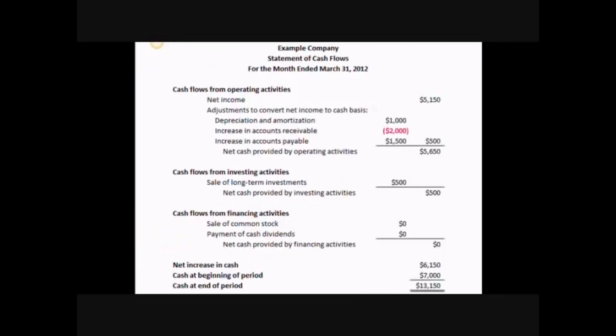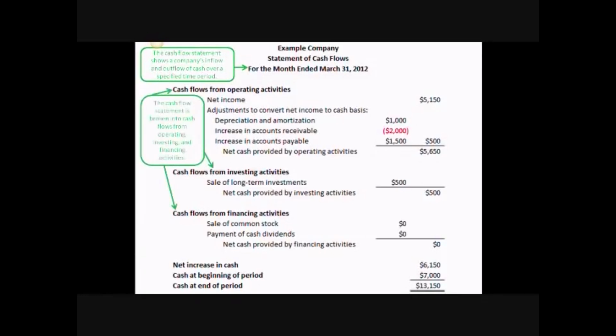The final financial statement that you'll need to learn is the statement of cash flows. The statement of cash flows is vitally important, as many small businesses fail not because of profitability issues, but because of cash flow issues. The statement of cash flows shows a company's inflow and outflow of cash over a specified period of time. The cash flow statement is broken into cash flows from operating activities, cash flows from investing activities, and cash flows from financing activities. For cash flows from operating activities, you start with the net income and then you adjust for non-cash revenue and expenses, such as depreciation, accounts receivable, and accounts payable.